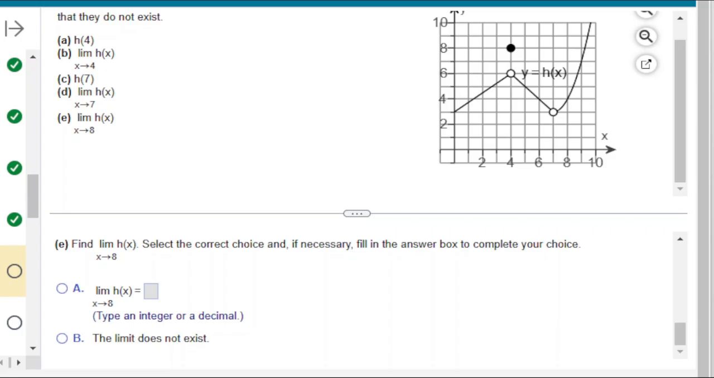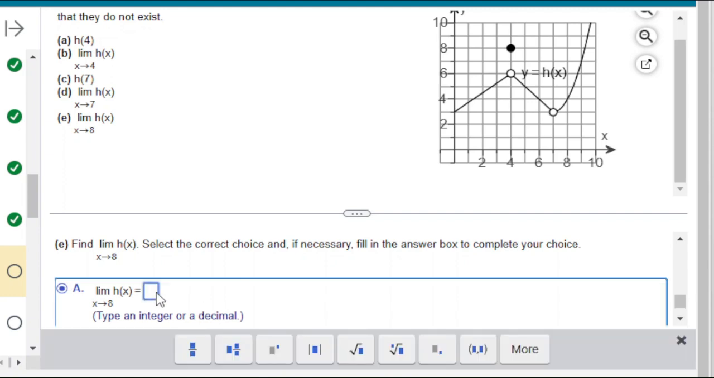So in this case, the function is what's called continuous. We'll talk about continuity later. So the function value and the limit actually are the same. So h of 8 is 4, but also the limit as x approaches 8 of h of x will also be 4.